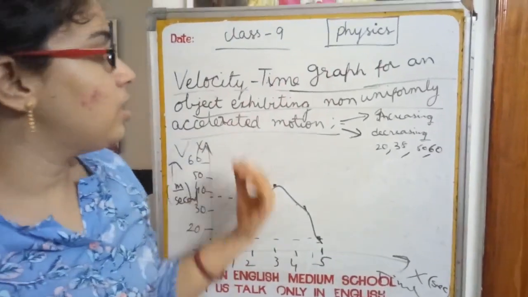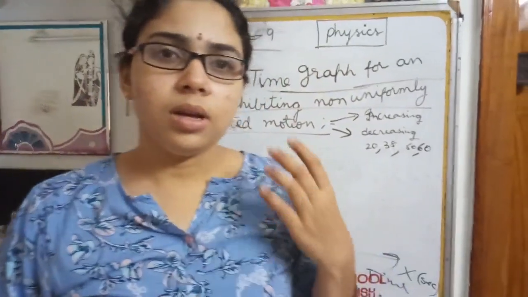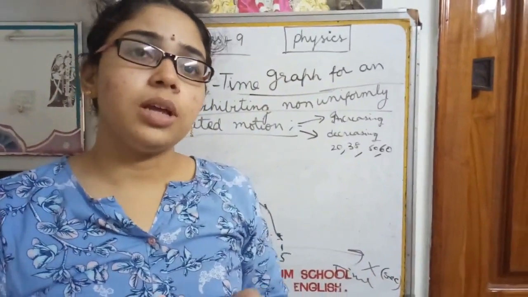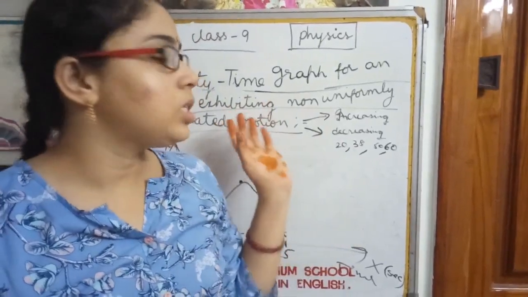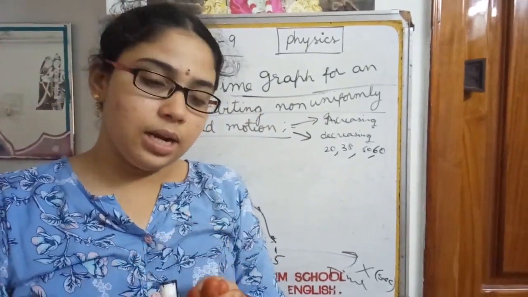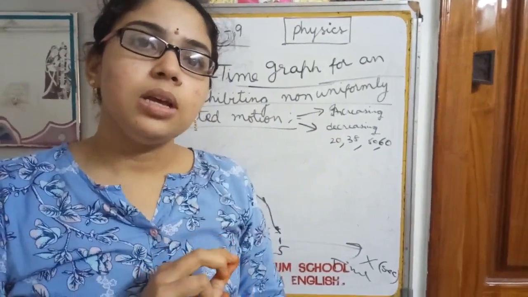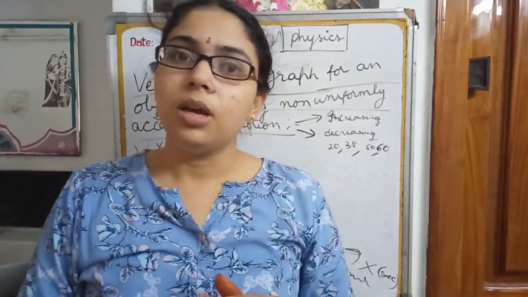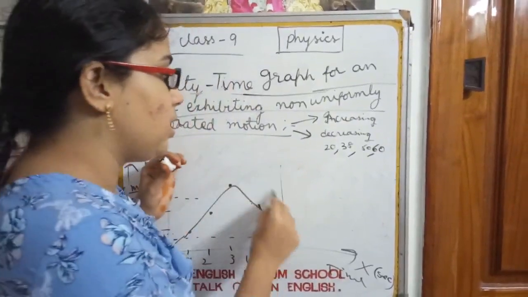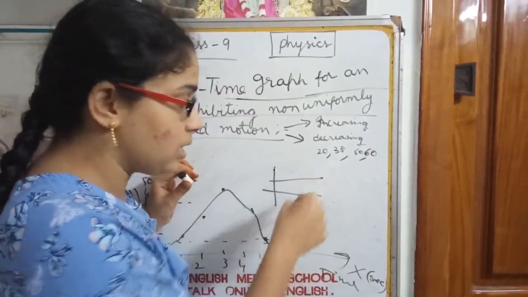So children, in this session I explained the graphical representation of motion, and in that the second case, the velocity time graph. In the velocity time graph I explained three cases. One is the object moving with constant or uniform velocity. For that we got a graph like this. It is a straight line parallel to the time axis.